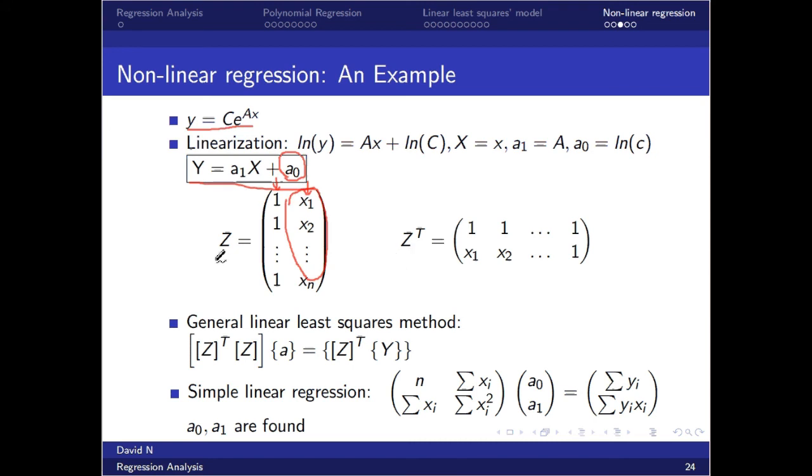This gives us the Z matrix, and then taking a Z transpose of it and using the condition for the minimum of the summation of square of errors. This is the condition for the minimum of the summation of square of errors. We will be able to find the model coefficients.